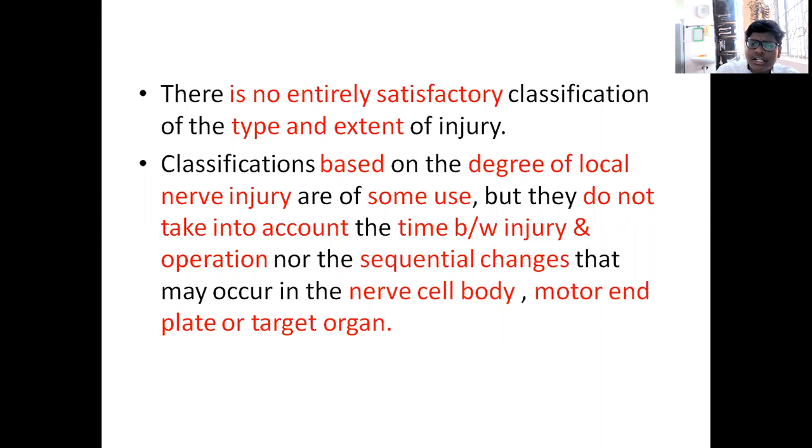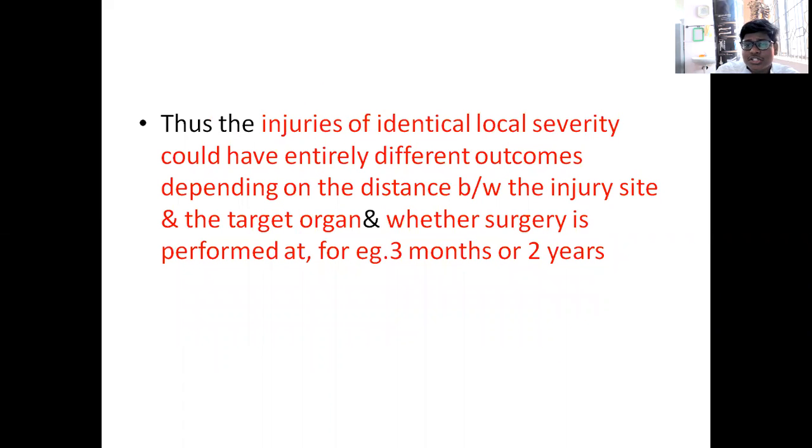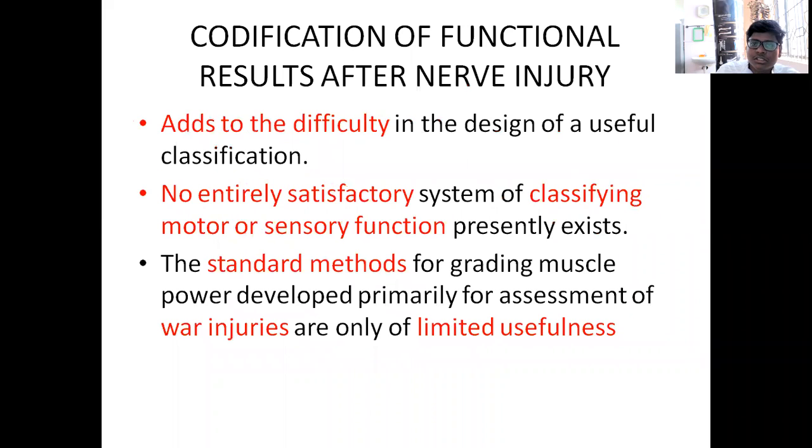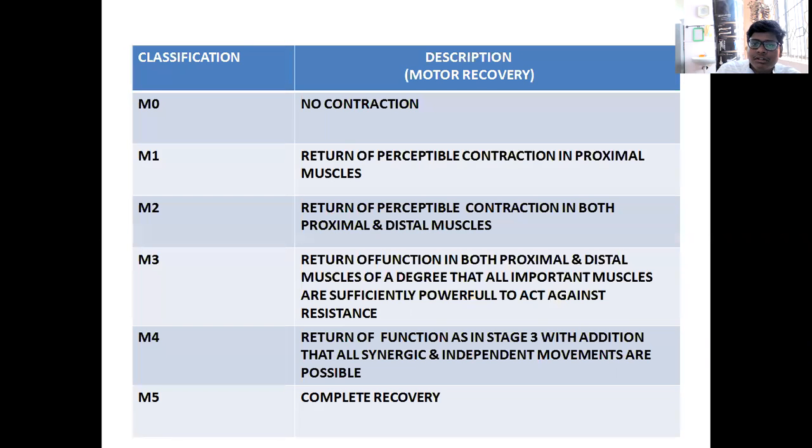The classification based on the degree of local nerve injury is of some use, but it does not take into account the time between injury and operation, nor the sequence of phases that may occur in the nerve, cell body, motor end plate or target organ. Thus, injuries of identical local severity could have entirely different outcomes depending on the distance between the injury site and the target organ, and whether the surgery is performed at, for example, 3 months or 2 years. We will see the classification.